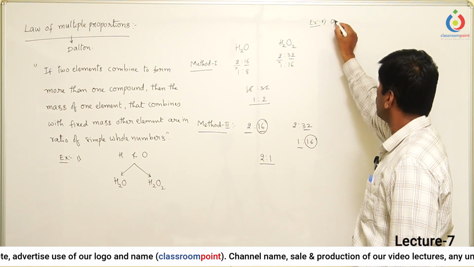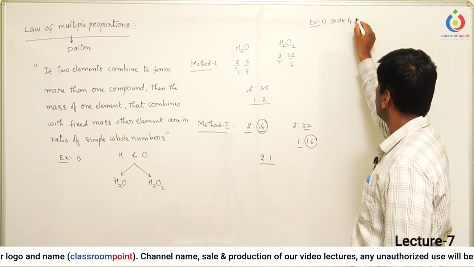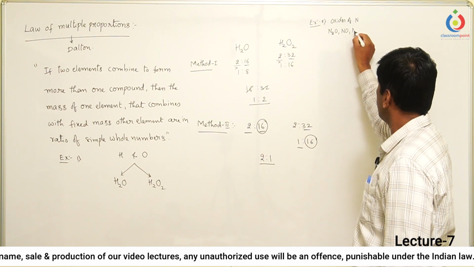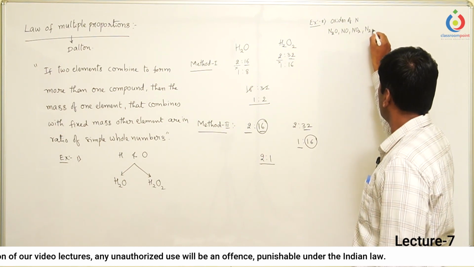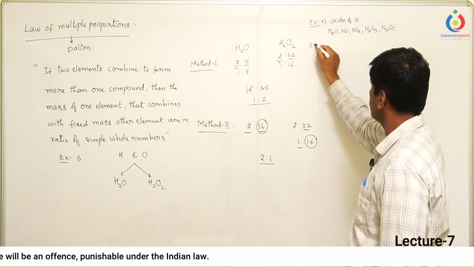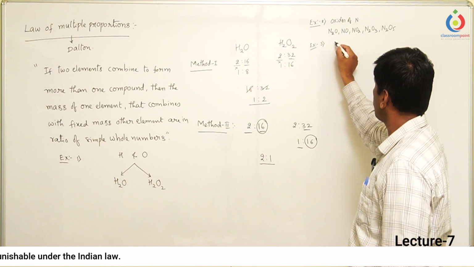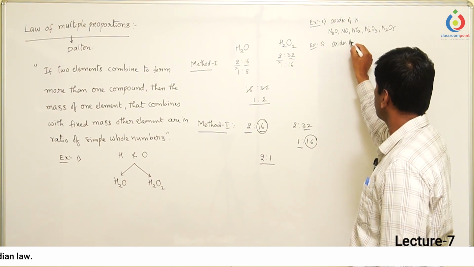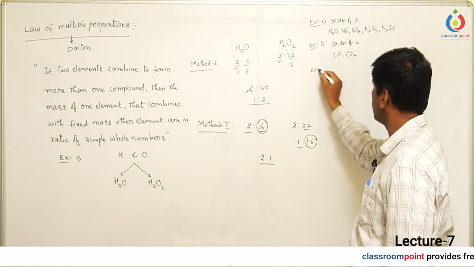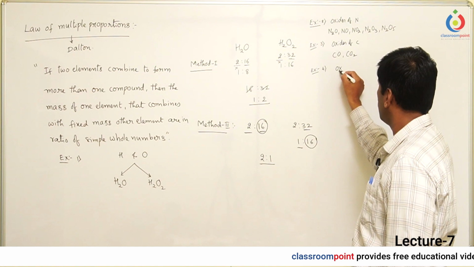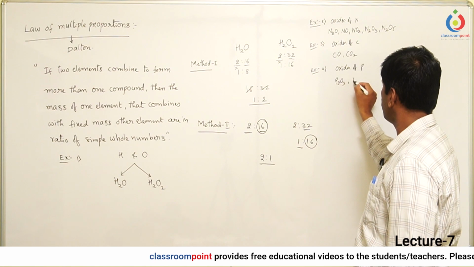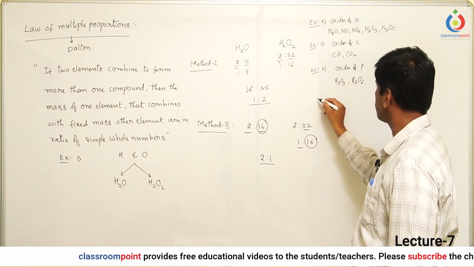Example 2, that is oxides of nitrogen. You take N2O, NO, NO2, N2O3, N2O5, etc. Example 3, oxides of carbon: CO, CO2. Example 4, oxides of phosphorus: P2O3, P2O6.